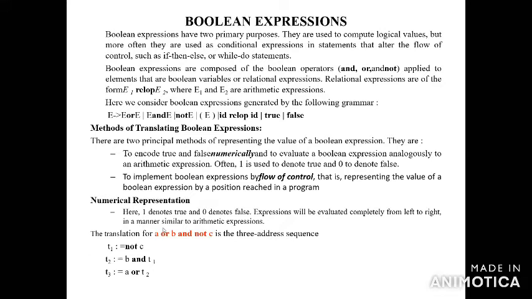Okay. What is the second method for Boolean expressions? To implement the Boolean expression by flow of control, that is, representing the value of the Boolean expression by a position reached in the program. So you implement the Boolean expression with the flow of control, representing the value of the Boolean expression by the position to be reached by the program. In numerical representation, 1 denotes true and 0 denotes false.